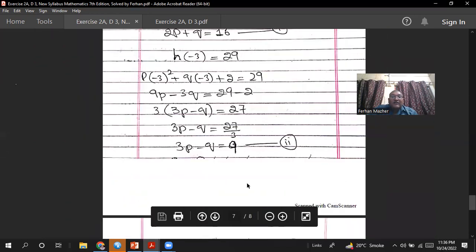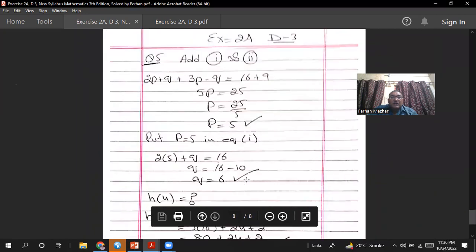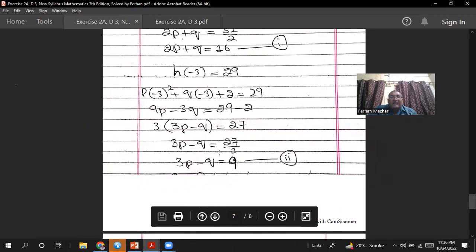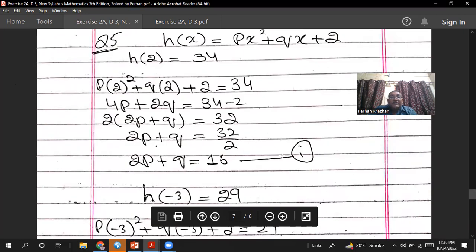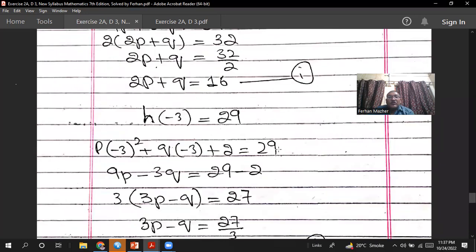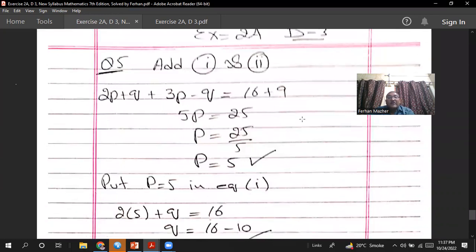Now we have these two equations. We have this equation and we have this equation. In both of them, the q coefficient here is plus 1, here it is minus 1. So simply by adding these two equations, we can get the value of p and q. So we will add the first equation and the second equation: 2p plus q plus 3p minus q is equal to 16 plus 9. So it will be 5p equals 25, as q plus minus q has been cancelled. So p will be 25 divided by 5. So p will be 5.